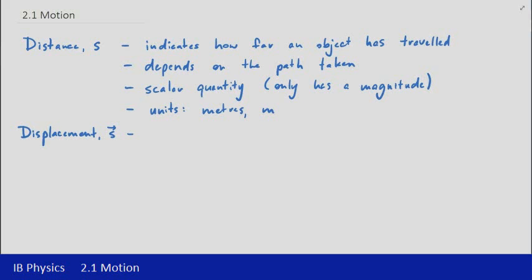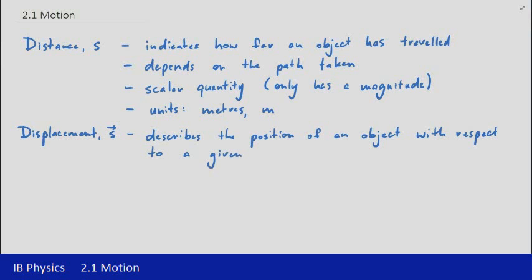Now, with displacement, the easiest way to think of it is that it describes the position of an object. So, where an object is located, and if you're talking about where an object is located, you need to state it with respect to some reference point. So if you're thinking about, say, a Cartesian coordinate, if you're looking at a graph or a grid, that given reference point would usually be the origin. If you're looking at a map, it might be a particular location.